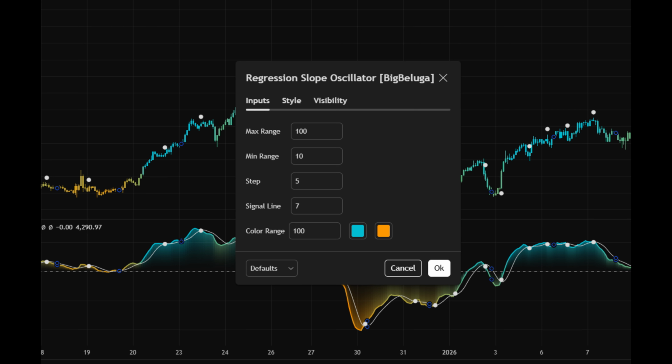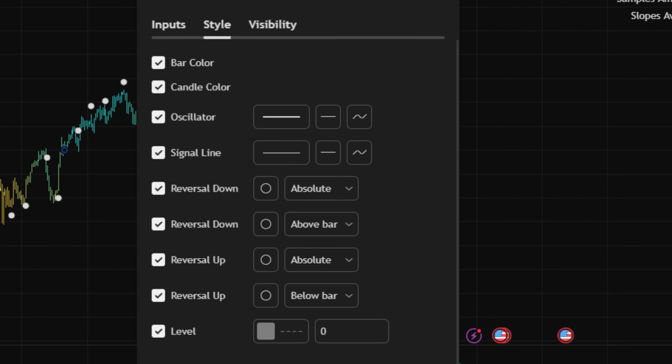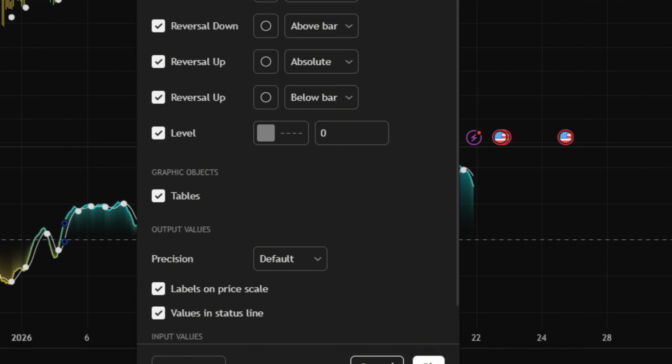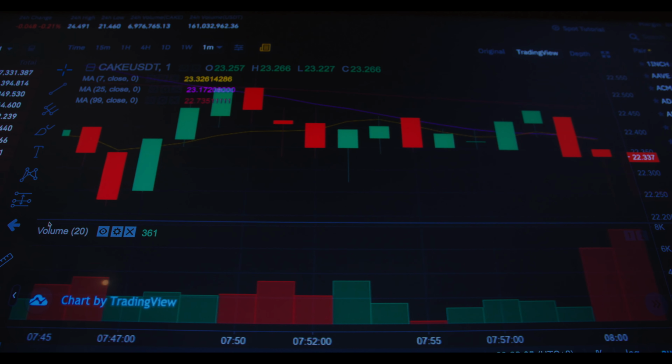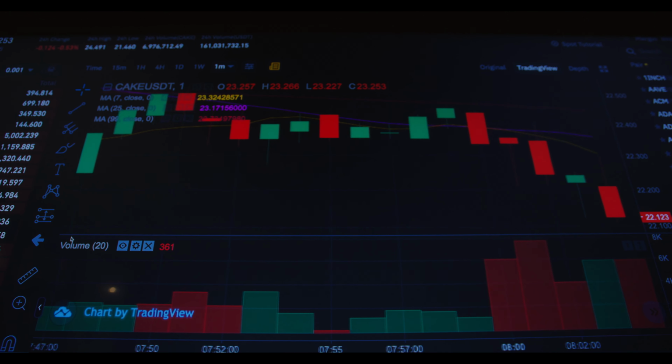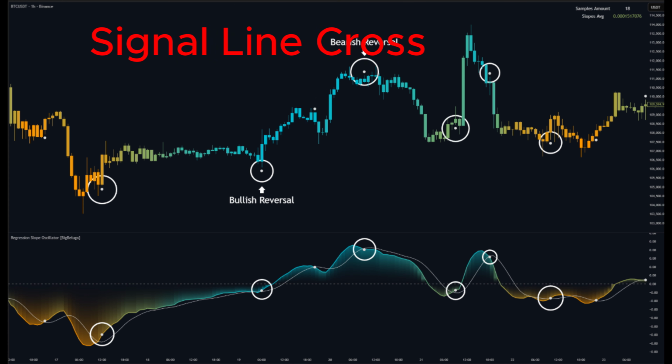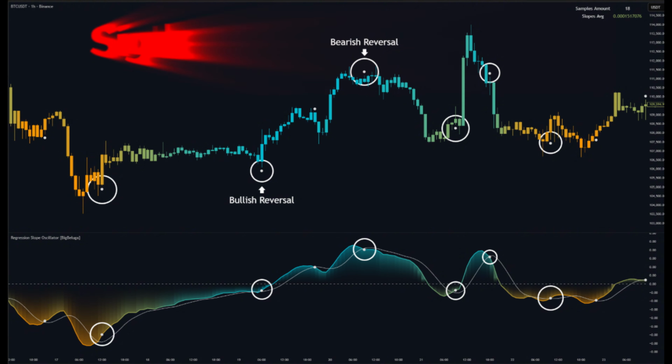Now in the settings of this indicator, you can see that we can change the min range, max range, and step. Higher numbers provide smoother and wider ranges, while lower numbers generate tighter and more sensitive ranges. Now the Style tab has several customizable options that we can toggle on or off. Now using this indicator to trade can be broken down into 3 strategies. For 2, we can use the signal line crossovers to identify reversal entries. Let's begin with the first strategy.